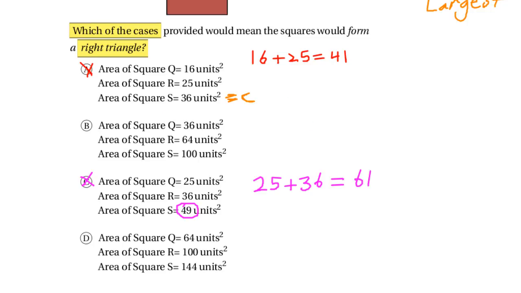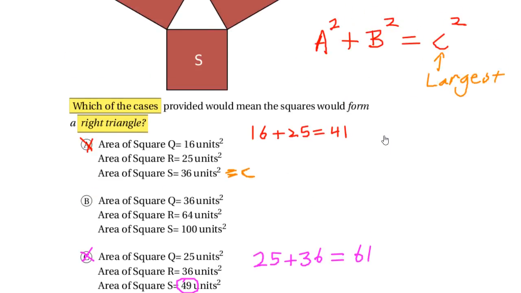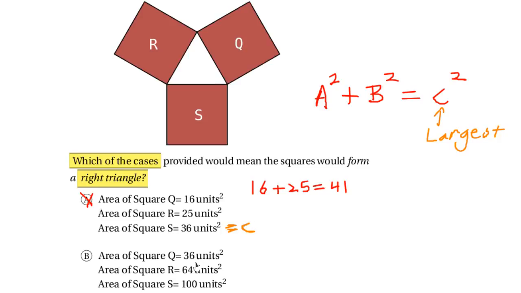So notice what you're doing is you're just taking the 3 squares that they give you, and they're giving you possible numbers, and you're checking to see if they actually make the Pythagorean theorem true. If they don't make it true, then that means that they can't be forming a right triangle.